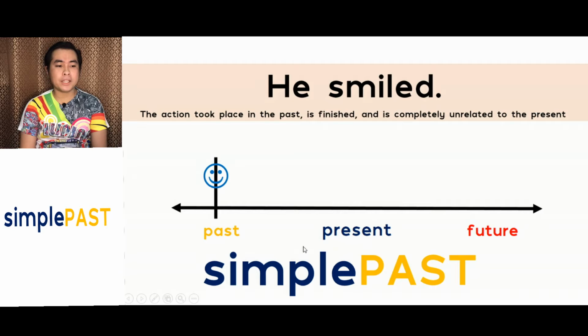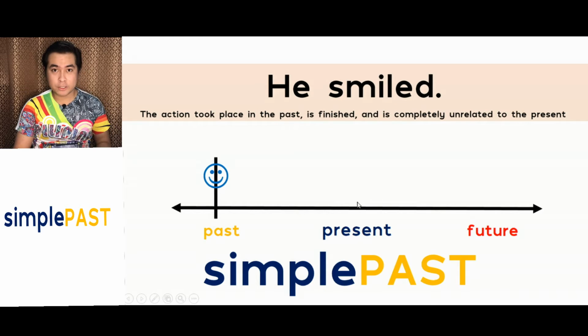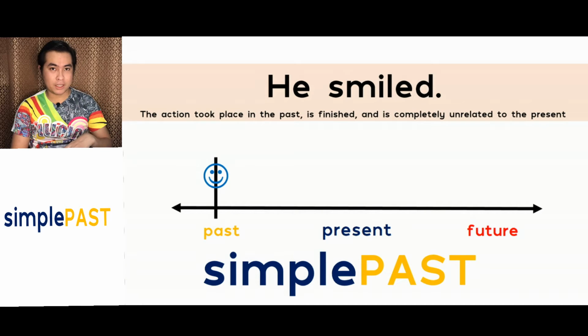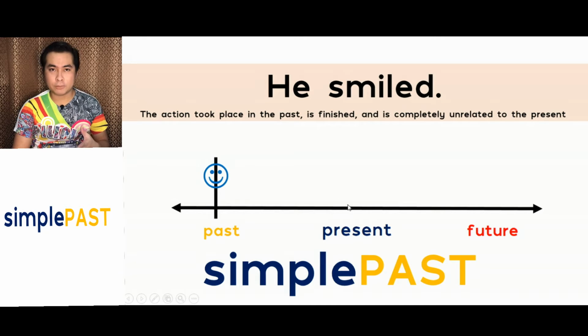The action took place in the past, is finished, and is completely unrelated to the present. Meaning, when you are talking here at the present, the past is not anymore related to what is happening in the present, because the verb or the action is already finished in that moment in the past, and it's not anymore relatable when you are here in the present.